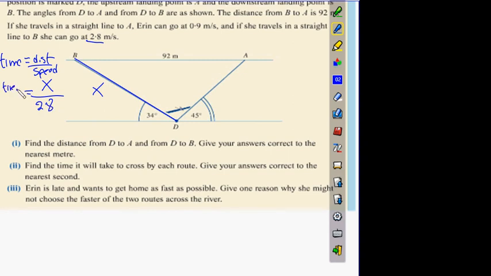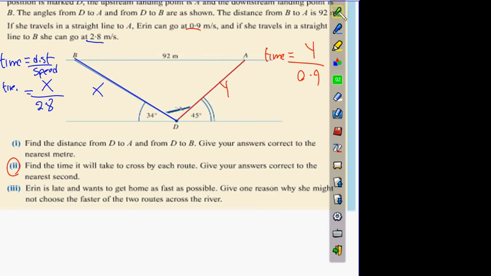Now, the other scenario is you have a length y, which is this one here. And we're going to say that the time taken to go to A is going to be what, guys? Whatever the length of y is divided by what? How fast can she travel up to A? 0.9. So do you understand? That's the answer to part 2. Find the time taken to get to each route.